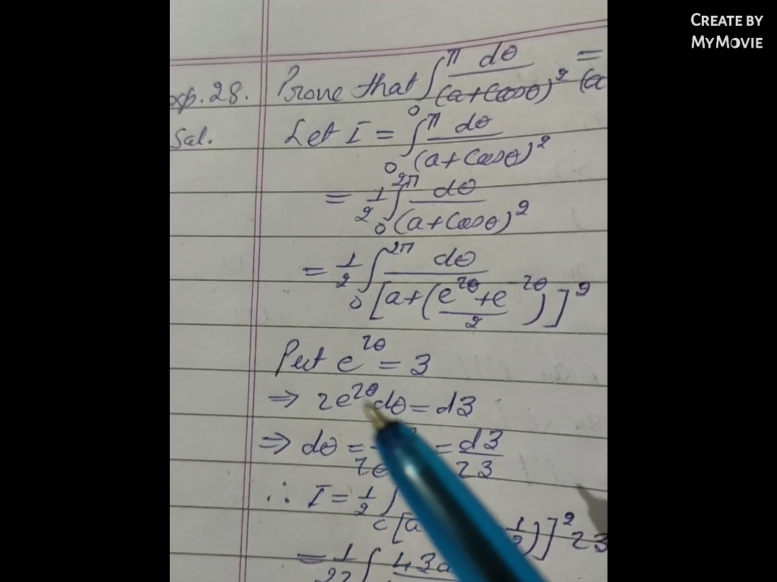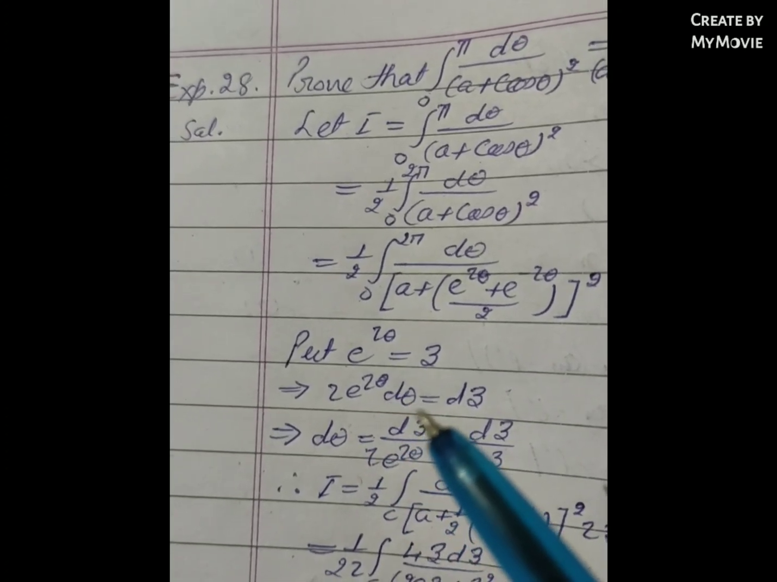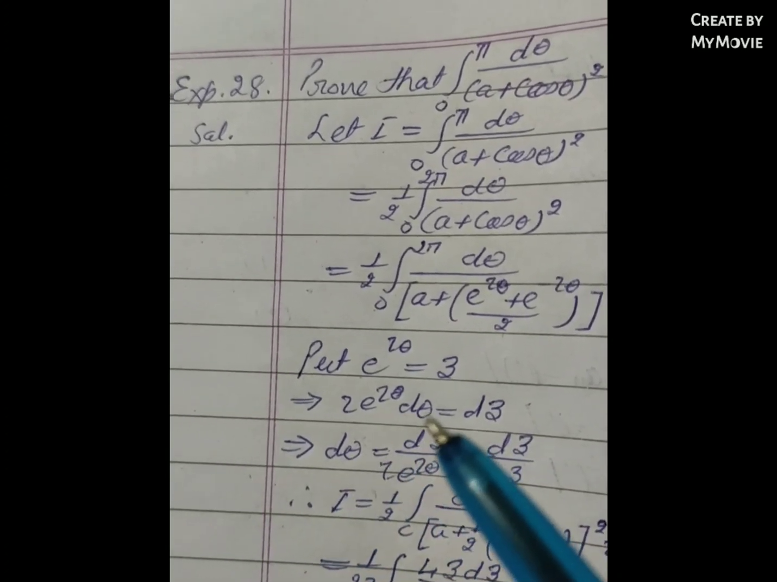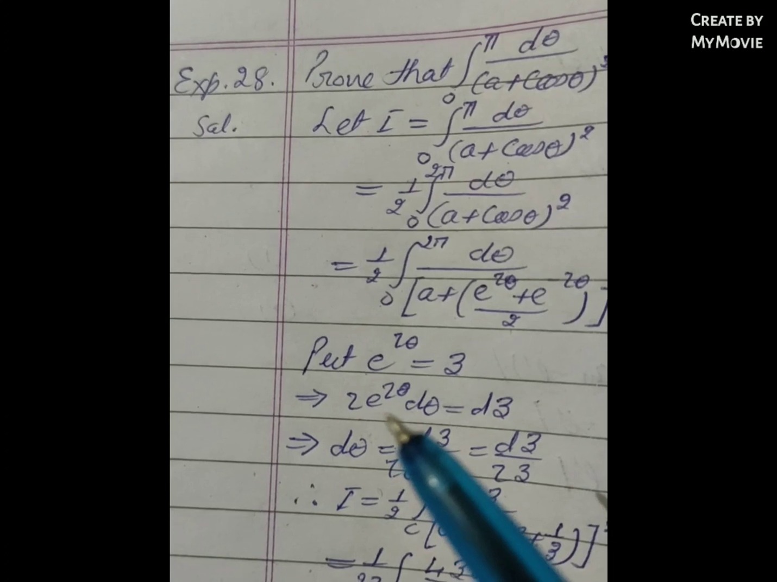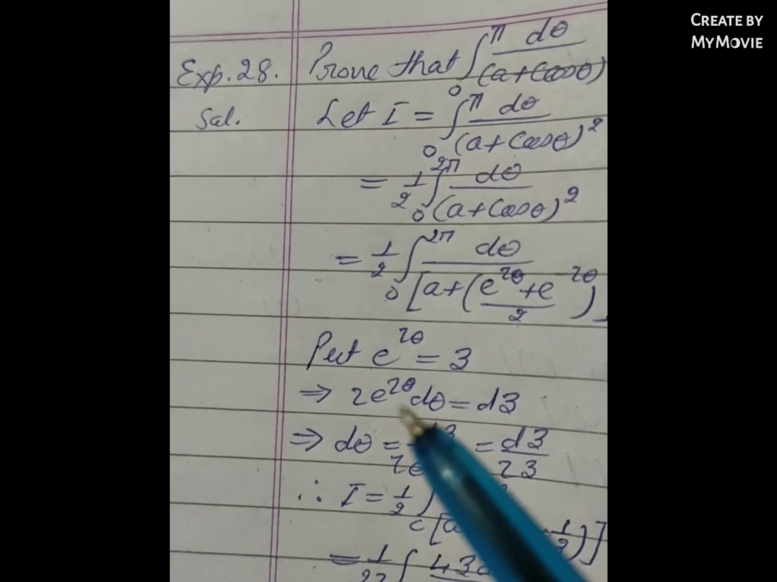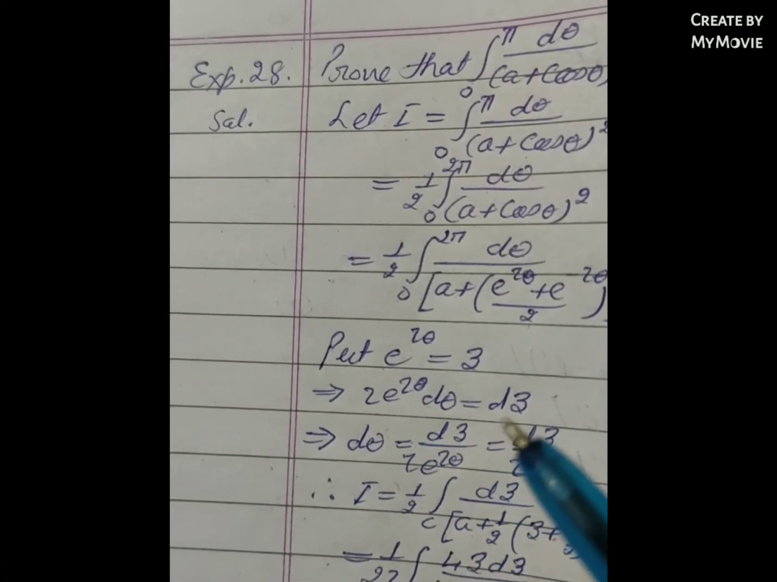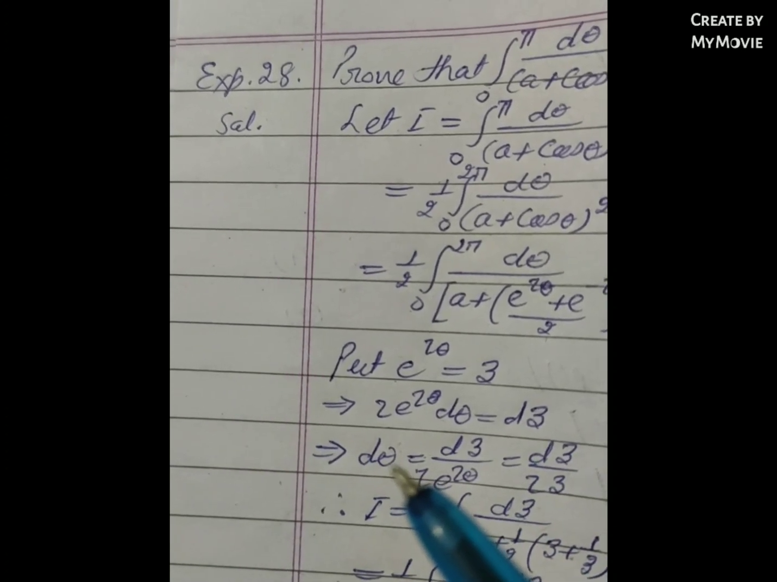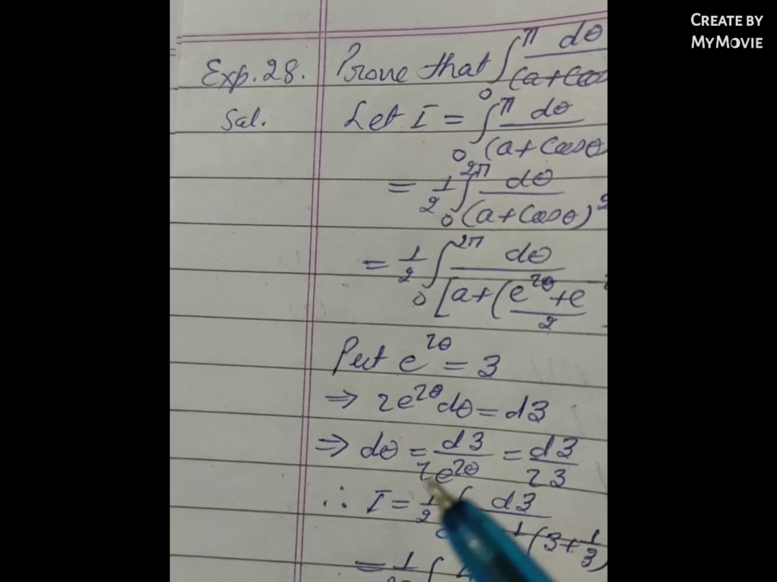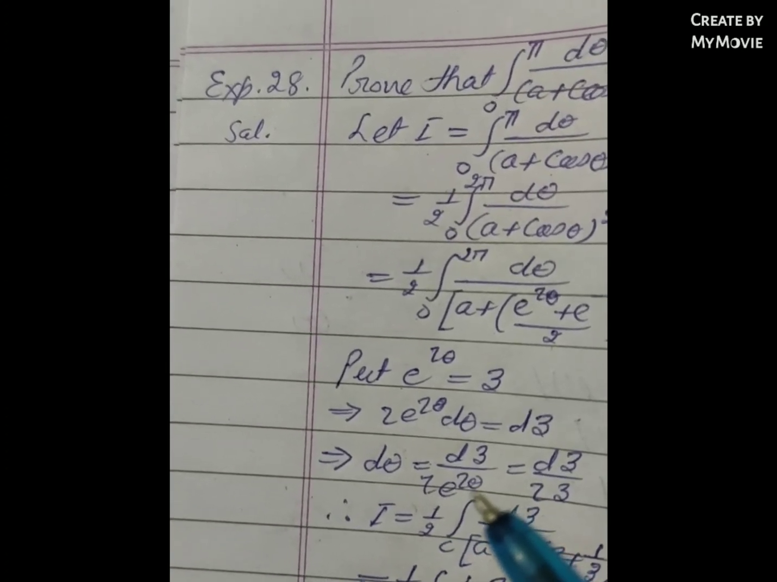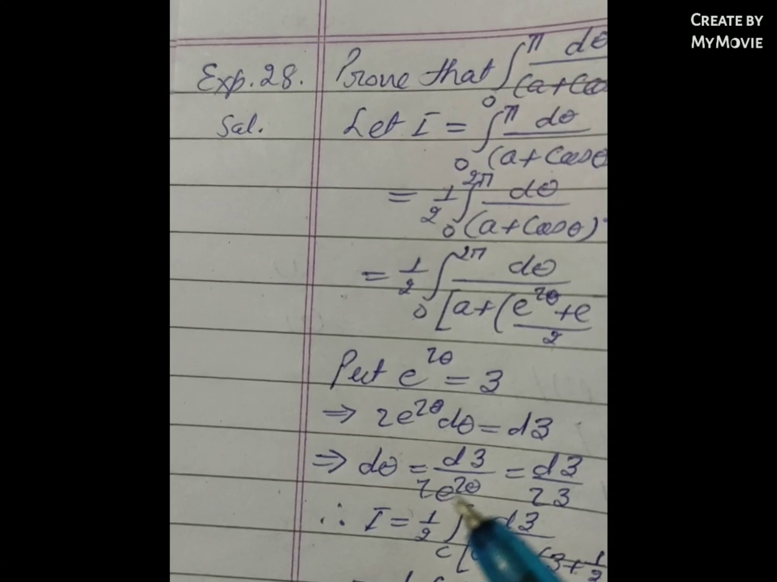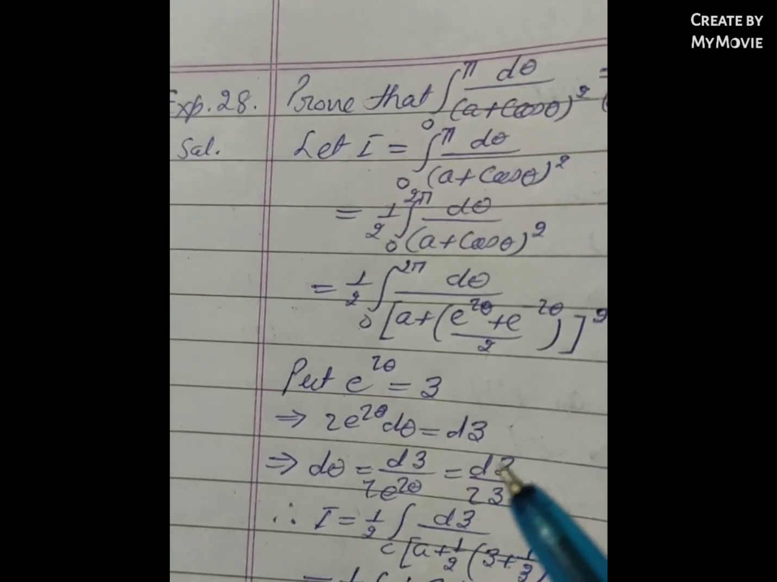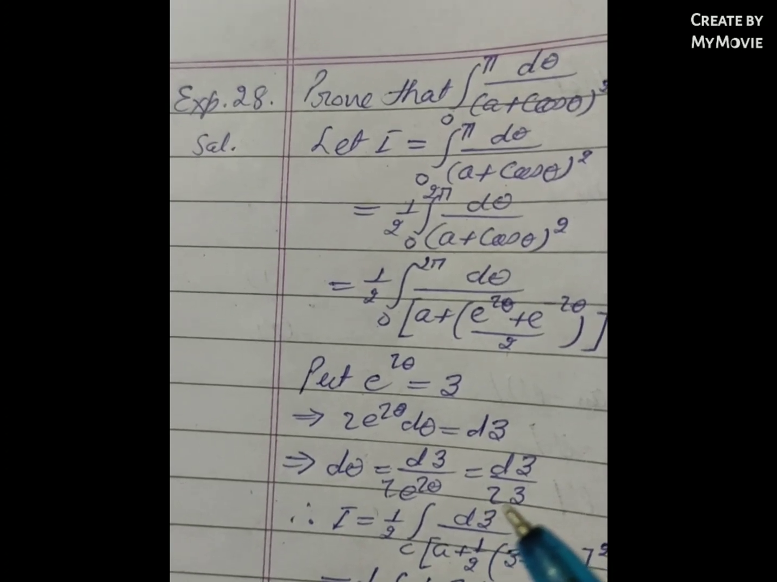so iota e raised to power iota theta d theta is equal to dz. So d theta is equal to dz over iota e raised to power iota theta. Since we know e raised to power iota theta is equal to z, d theta is equal to dz over iota z.